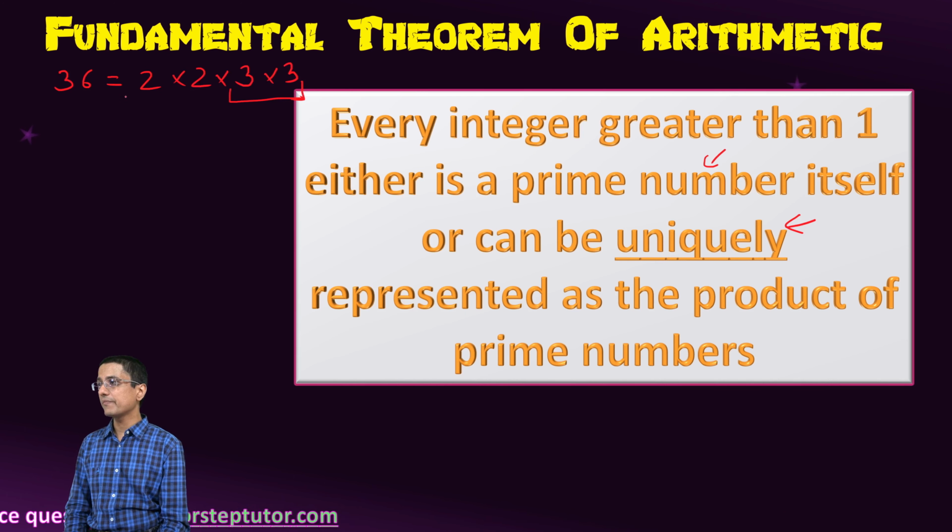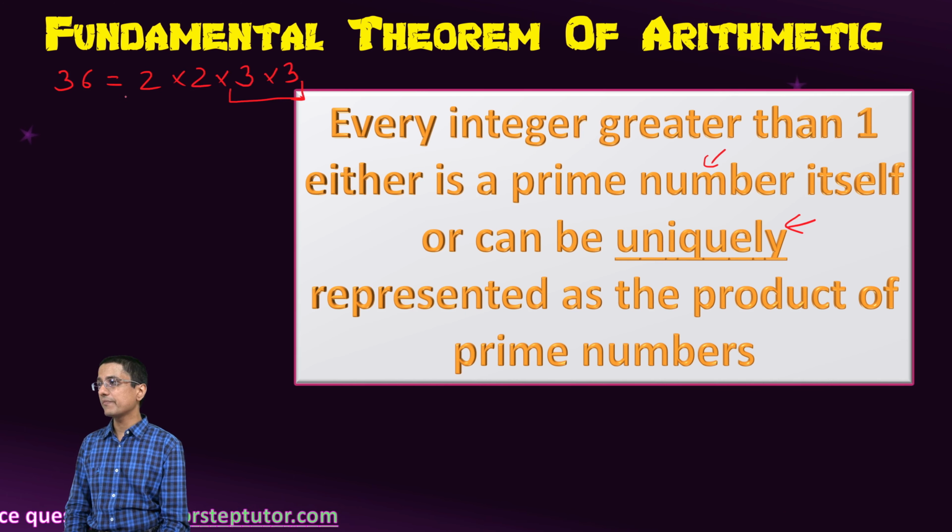So 6 again has one unique prime factorization, and that is 2 into 3. No other number in this world can have the same prime factorization as 6, and 6 can only be factorized into primes in one way. So this is a very, very important fundamental theorem of arithmetic. You should learn this by heart and keep it with you. It will be useful forever in number theory.